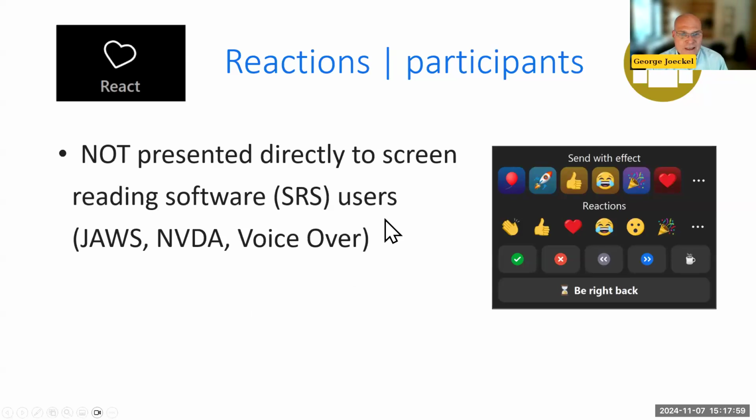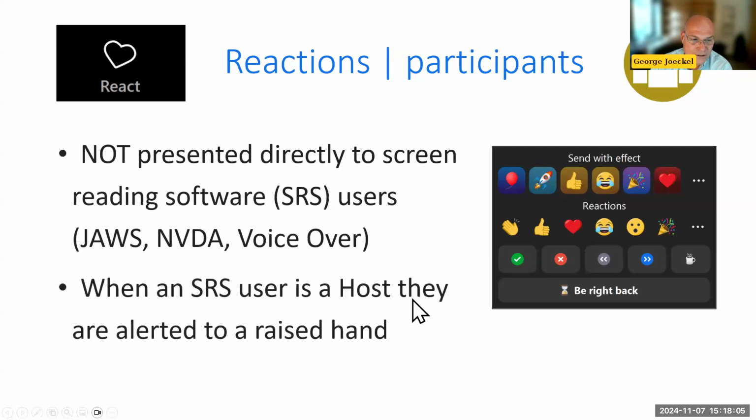Now, there is an exception to that. The exception is, oops, let's see, clicking on this screen here. If a screen reader user is a host, then they will be alerted when there's a raised hand. So, if I was using a screen reader, if I had extremely low vision or if I was blind, if somebody raised their hand to ask a question, then I would receive an alert for that.